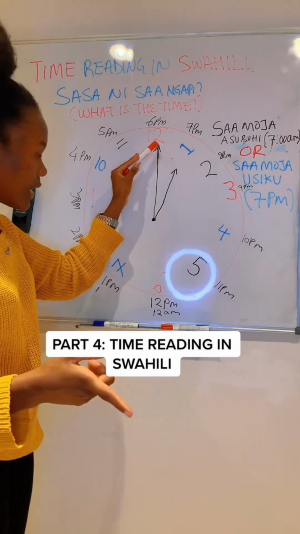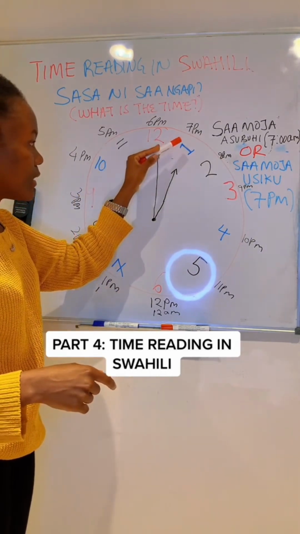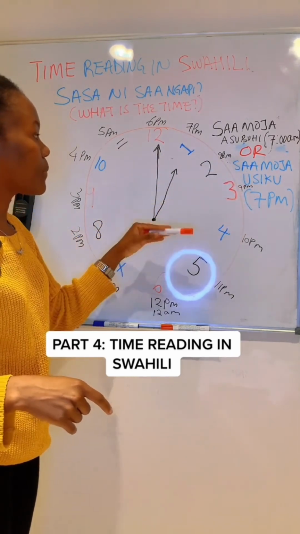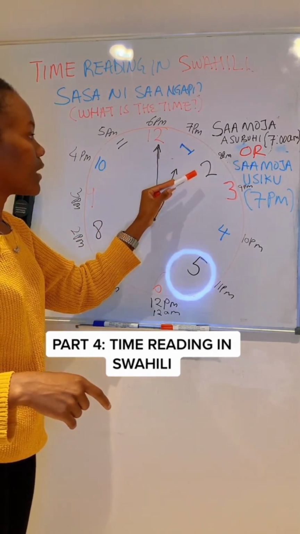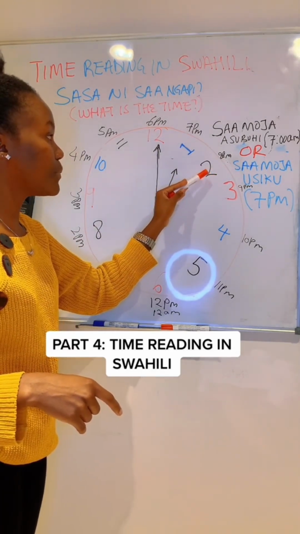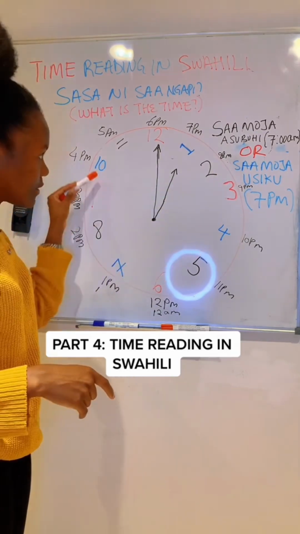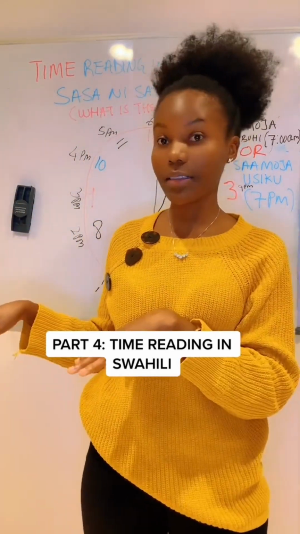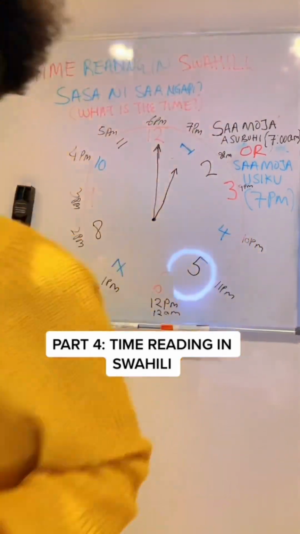Now we are at night, right? We are here. This is saa moja usiku, which is 7 p.m. It moves here, it becomes saa mbili usiku, which is 8 p.m. Same way until the end. Anyways, if you don't understand, you can ask in the comment section.